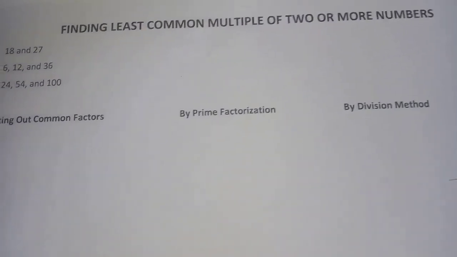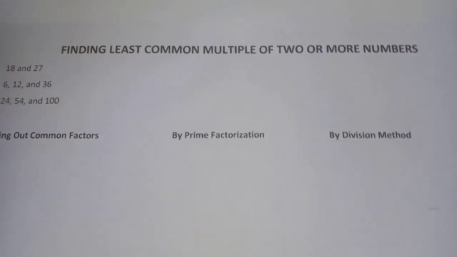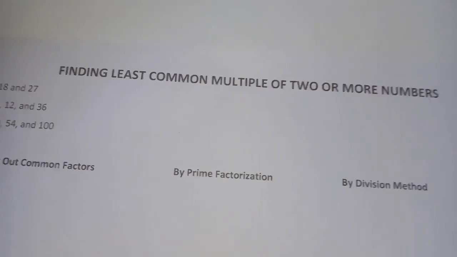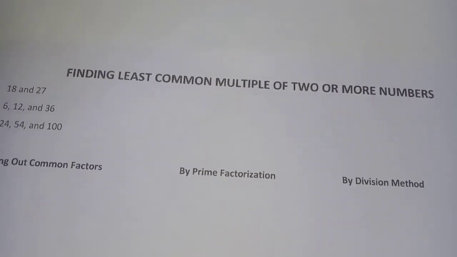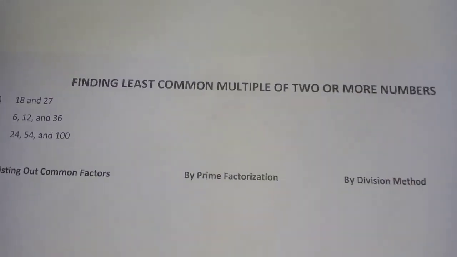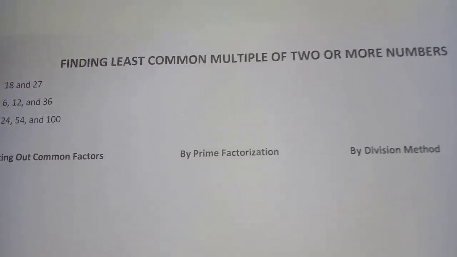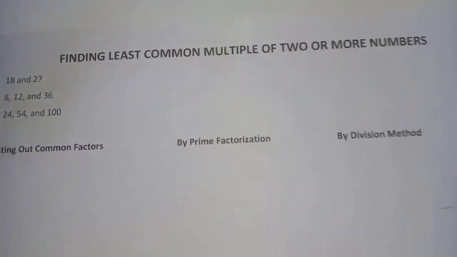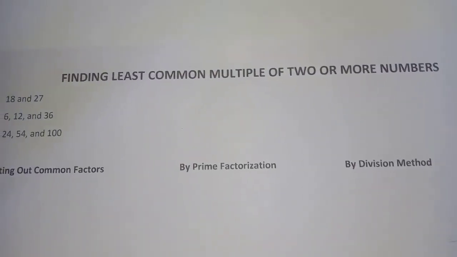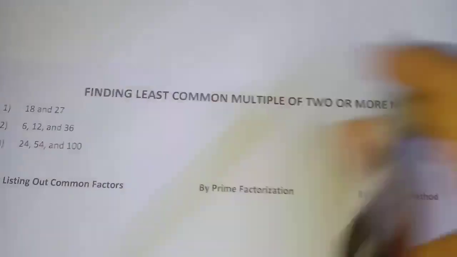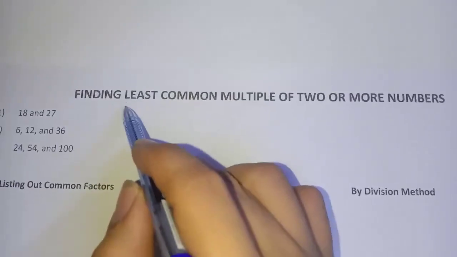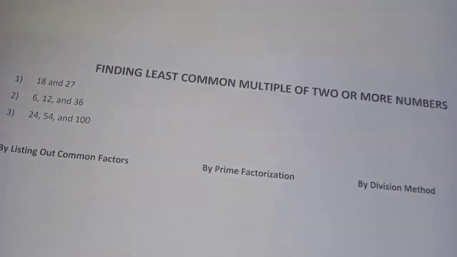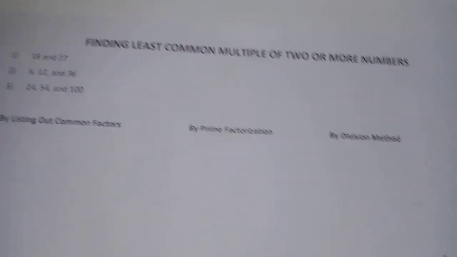Welcome to our topic number 12, which is finding the least common multiple of two or more numbers. In our previous topic, number 10, naghanap tayo ng greatest common factor of two or more numbers. In this case naman, hahanapin natin yung least common multiple of two or more numbers.